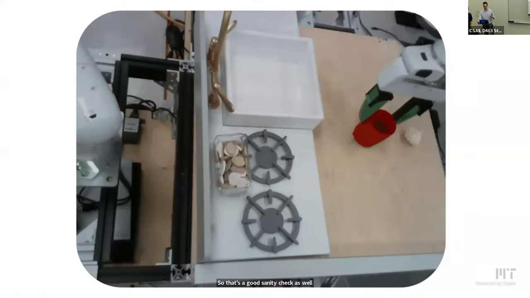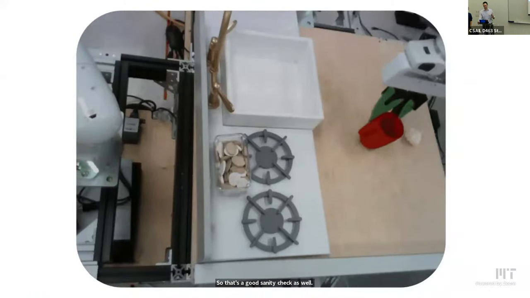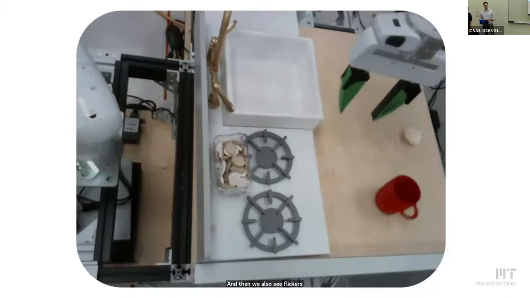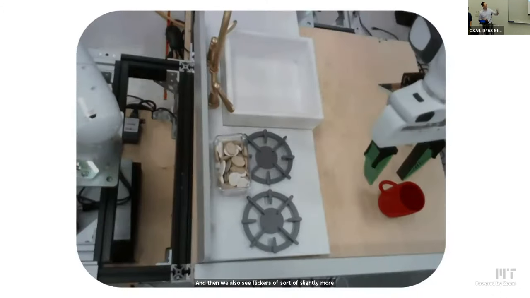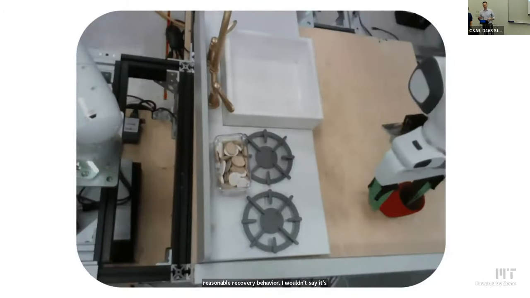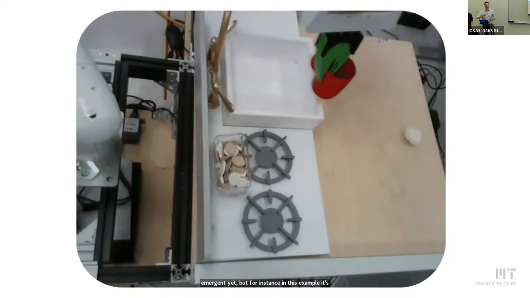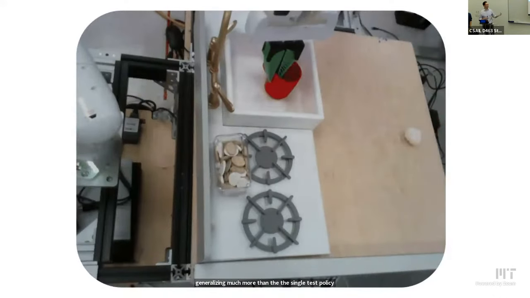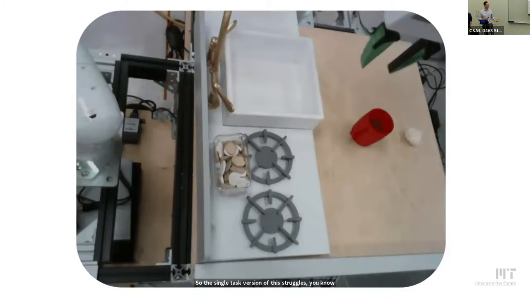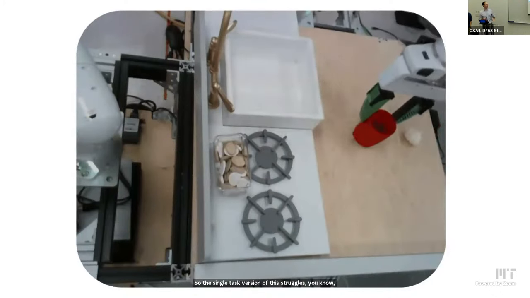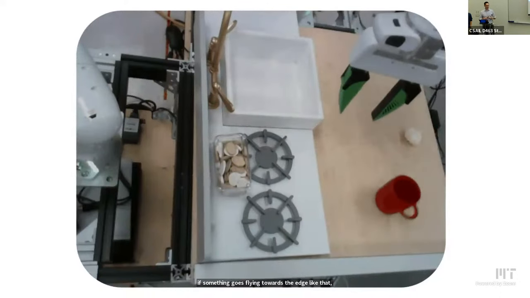And then we also see flickers of slightly more reasonable recovery behavior. I wouldn't say it's emergent yet, but for instance, in this example, it's generalizing much more than the single task policy to things that require reaching towards the edge of the workspace. So the single task version of this struggles if something goes flying towards the edge like that, it's quite hesitant. And the multitask policy, by transferring from other skills, is able to bring that over.